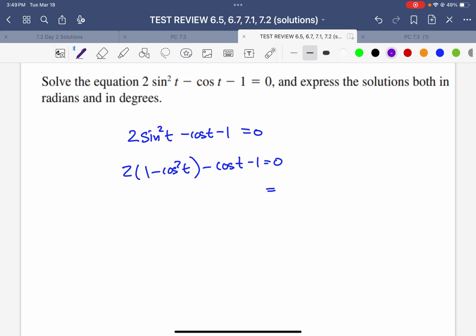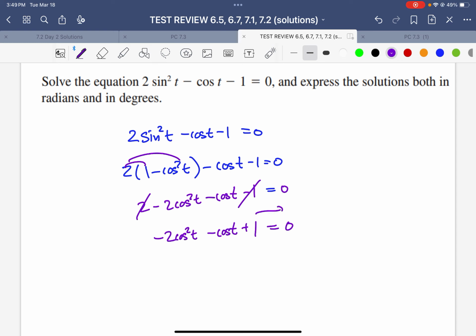So now when you distribute, you get 2 minus 2 cosine squared. Then if I get everything over to the right-hand side, do we see that this and this are going to give you a +1? So we really have this minus cosine, plus 1. So then when I move everything over this way, I end up getting 2 cosine squared plus cosine minus 1 is equal to 0.